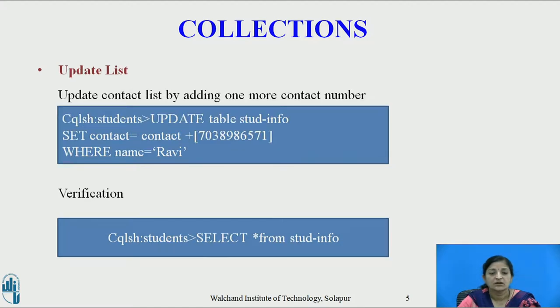Update list. Now we want to update the contact list by adding one more contact number. So update table student info, set contact is equal to contact plus a new mobile number for a student named Ravi. Now to verify this, we use select star from student info.